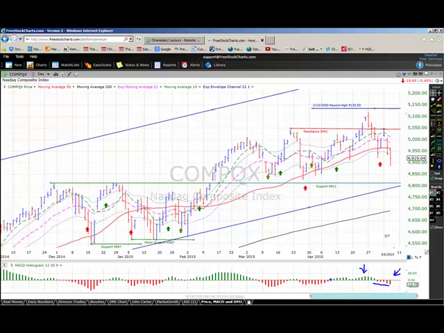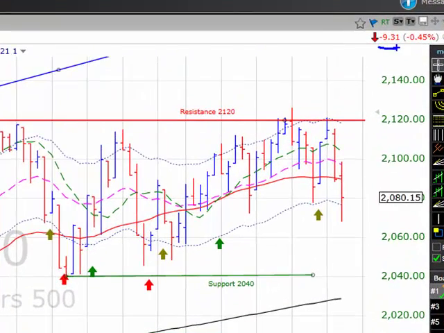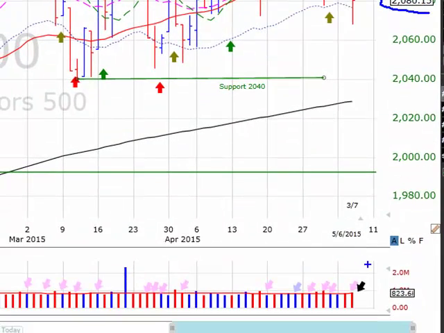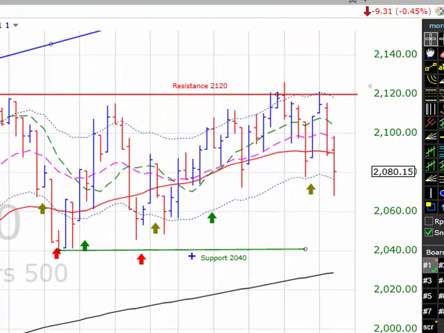Let's take a look at the S&P 500. The S&P 500 yesterday was down 9.31 points, or 0.45%. We finished at 2080.15 yesterday. The S&P 500 also went into correction. Right now, the S&P 500 is bracketed by support down here in the 2040 area and resistance up here in the 2120 range. Our 1 to 6 month timing model is showing a market in transition.